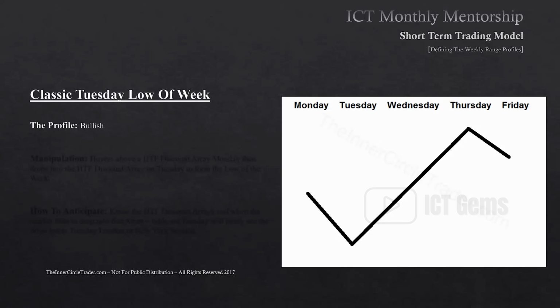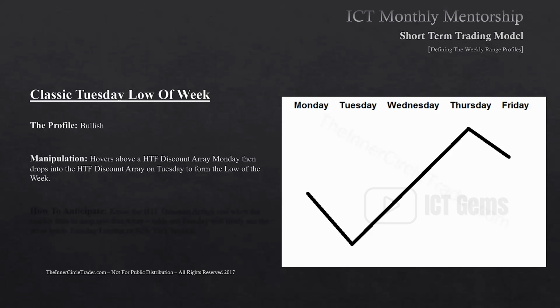So, the classic Tuesday low of the week. This is a market profile that is generally bullish, so you're already looking for bullish prices anyway. And what you're looking for is manipulation in the form of price hovering above a higher time frame discount array on Monday, then dropping into a higher time frame discount array on Tuesday to form the low of the week.